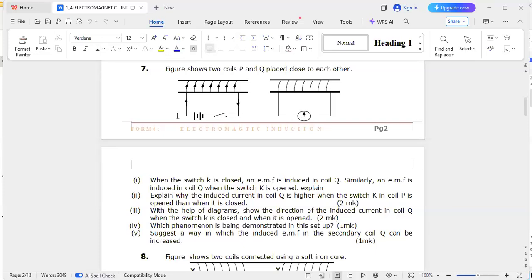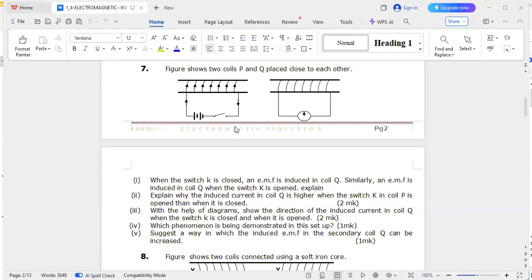Now, you can also be asked, suppose this is A, this is B, this is C, this is D, then you're asked to label the polarities. So we know that when you close the switch, this one becomes a north, this becomes a south. North to the left, south to the right. A pole develops here that opposes this south, and that pole will be south. So this will be south, this will be north when the switch is closed. That is north, south, south, north.